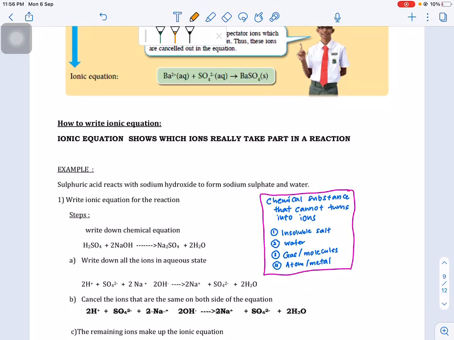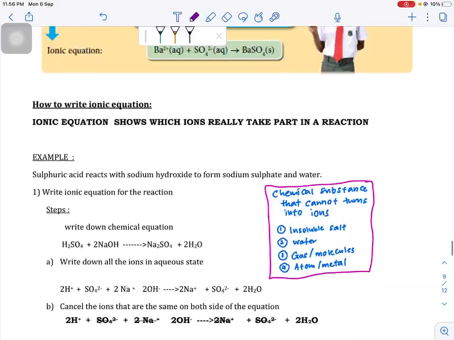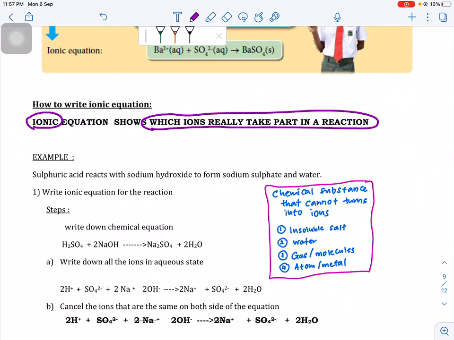Now I will teach you how to write the ionic equation. It's not from the data, it's from the equation. How do we write the ionic equation? Why is the ionic equation important? When we say ionic, we will see ions. When we say chemical equation, there will be no ions. We only have atoms, molecules or compounds. In an ionic equation, you can see ions. Why? Because the ionic equation acknowledges and shows which ions really take part in a reaction, the ones that actually work to produce the product.